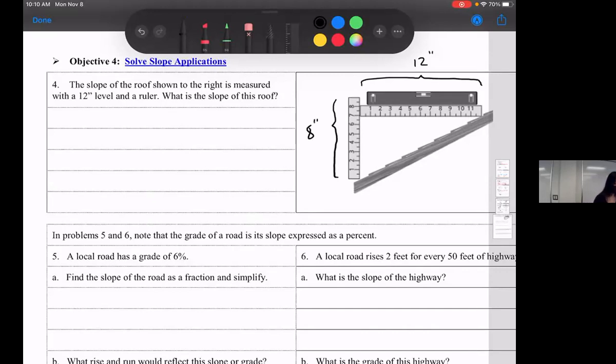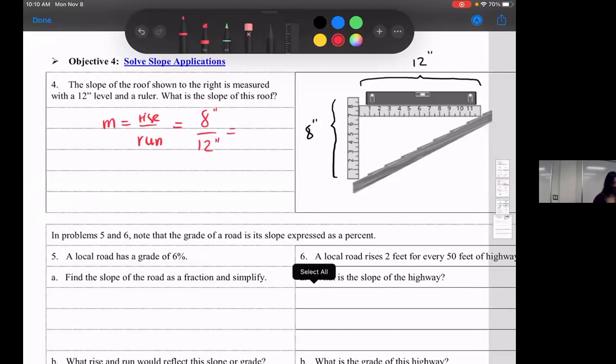Okay, you know the formula, rise over run. So m equals rise over run. Rise is 8 inches. Run is 12 inches, which, if you simplify, will be 2/3.